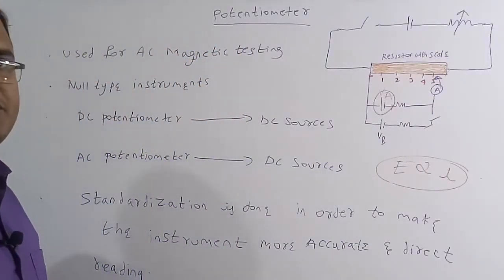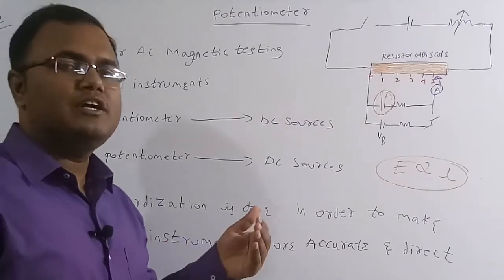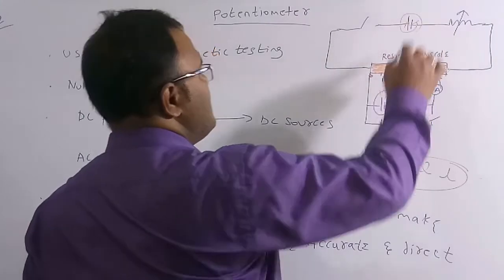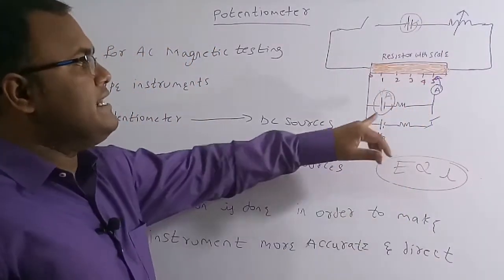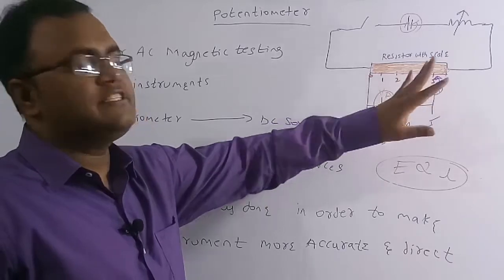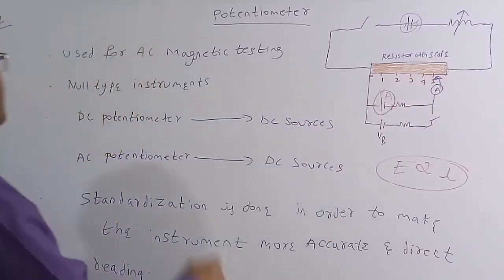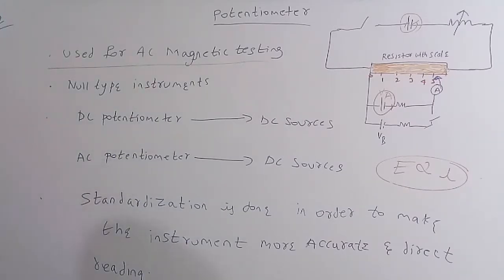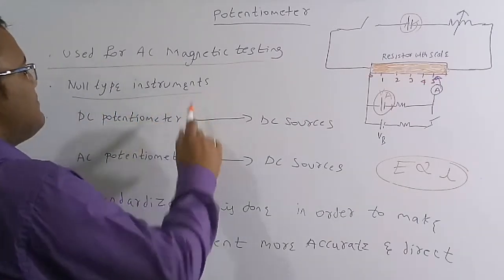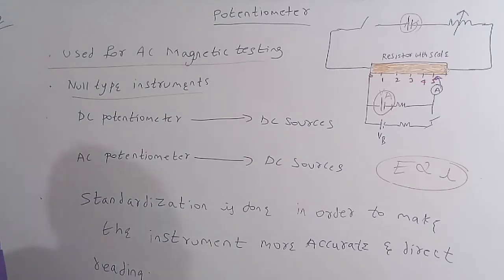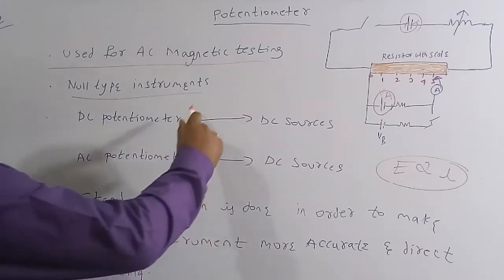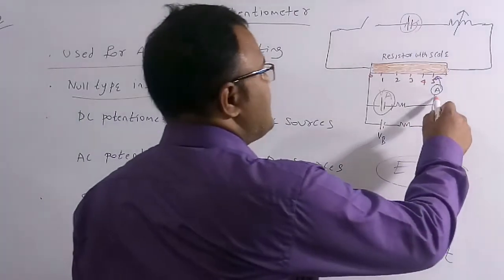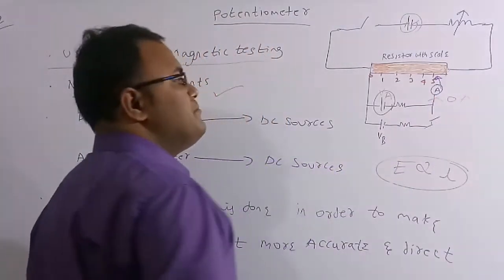Suppose you are using the AC potentiometer. An AC potentiometer is a somewhat complex circuit, but the basic principle is the same. Here we use the AC source, but still we use the DC source in order to standardize this resistor with scale. The potentiometer is basically used for AC magnetic testing, and it works on the principle of a null type instrument, meaning on the basis of null deflection. The current in the ammeter has to be zero at the balanced condition.